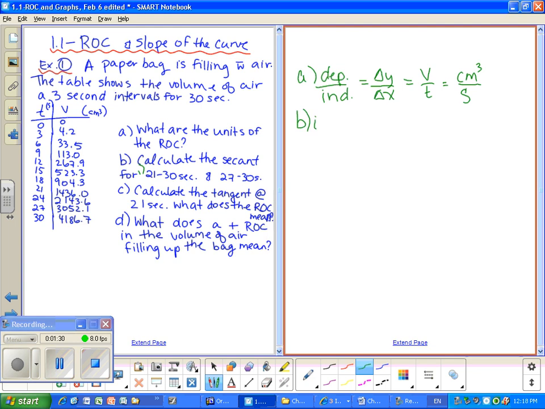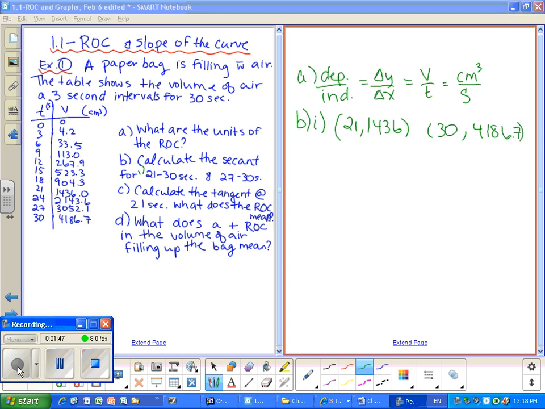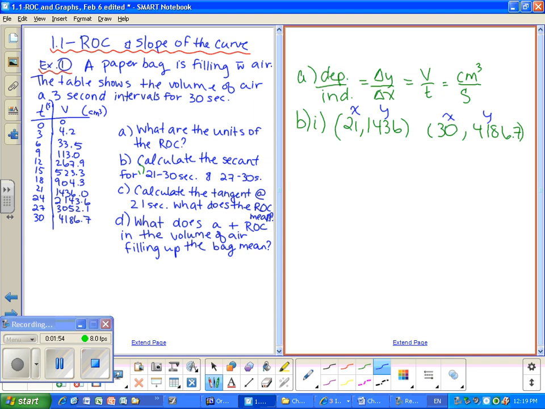So for B, the first point, we have 21, 1436. And our second time frame is 30 and 1867.6. Yeah? Okay, and there's a few questions yesterday, so I'm just going to label these. So if we have a point, we have x comma y and x comma y. It does not matter which point you say is 1 or 2. It ends up you come up with the same answer because it's all the opposite, whichever way you do it. So 1, 1, 2, 2.